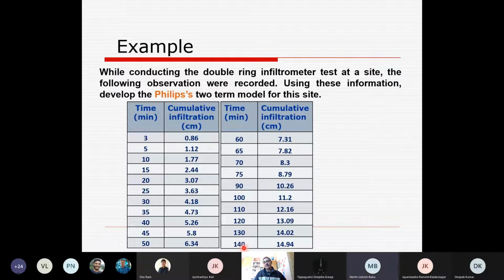How to get that? Sir, using the table, we have to find S and A by fitting the curve. No, plotting. That is fine. You have seen the graph, it is used at the last. But my question is not that. My question is to find out the infiltration rate at the time 140 minute. Sir, first find S and A and then insert the value t equals 140 in the dy by dt equation. No, listen. 14.94 minus 14.02 by 10.